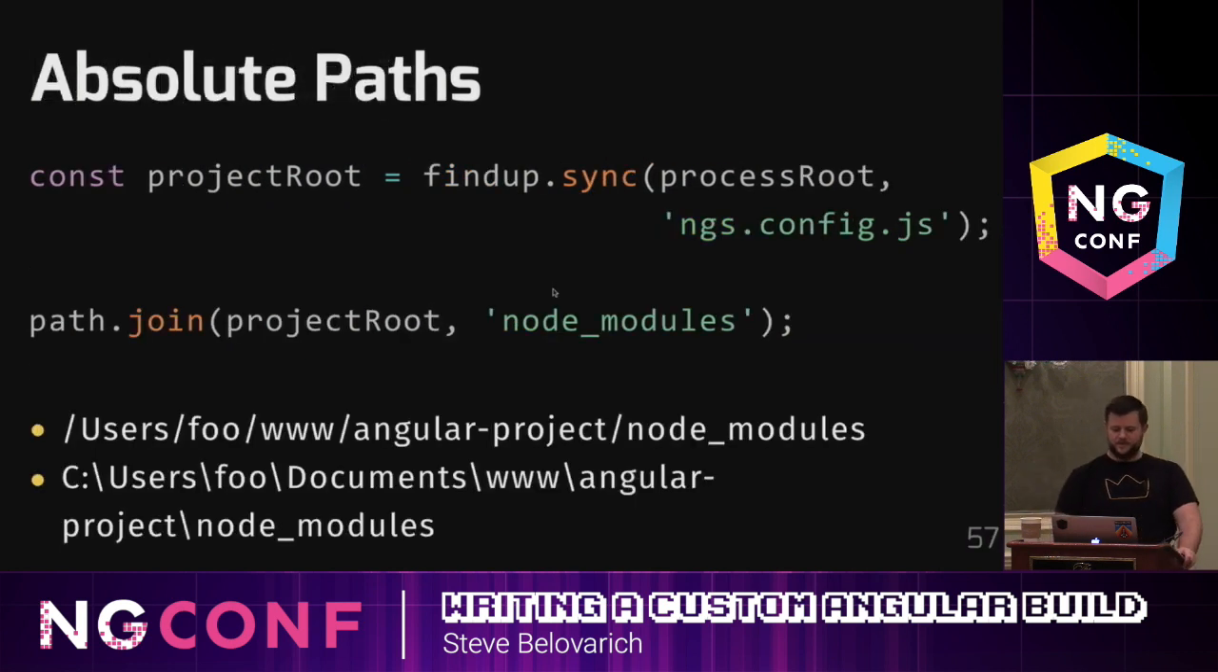So I already talked about absolute paths, but this is an example of it. So findup is going to return an absolute path, and it looks something like this. On Windows, it's going to look like the bottom path because it's absolute. And in Unix, it's going to look like the top path.